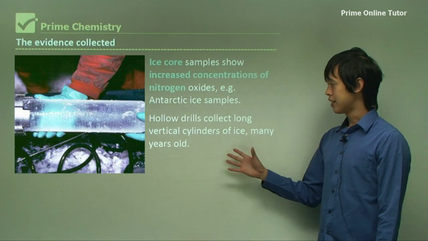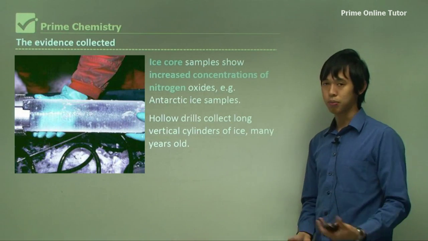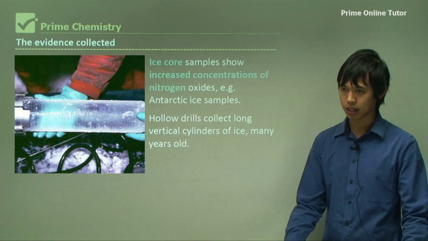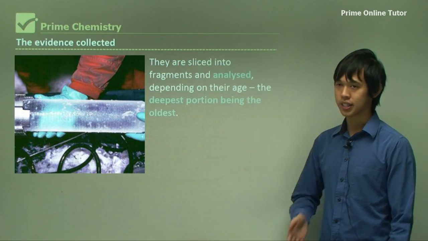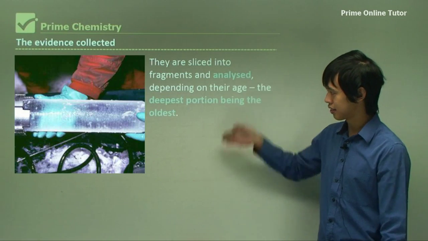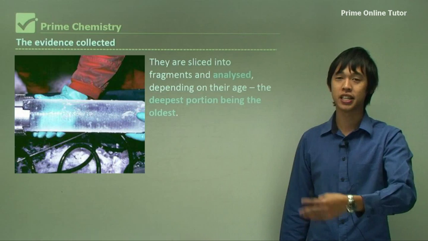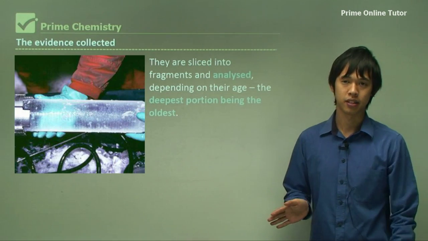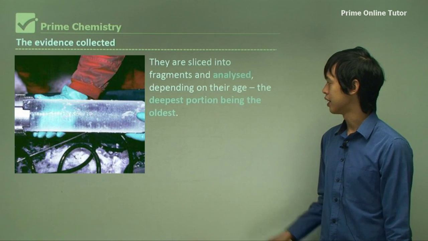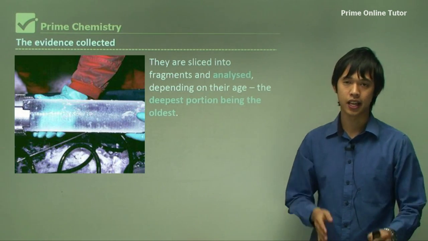So basically, like I said, they're hollow drills that collect long vertical cylinders of ice that could be many hundreds of years old, depending on the ice. And we slice them into fragments, like if you sliced a loaf of bread. Each slice could be older than another slice. So the deepest portion, the portion furthest down, is obviously the oldest.